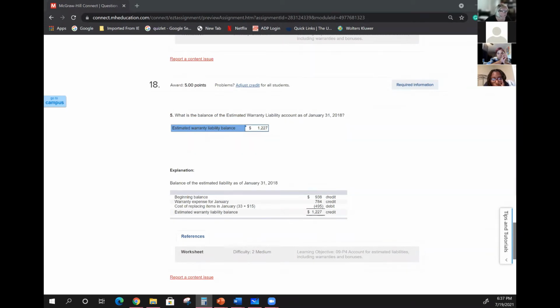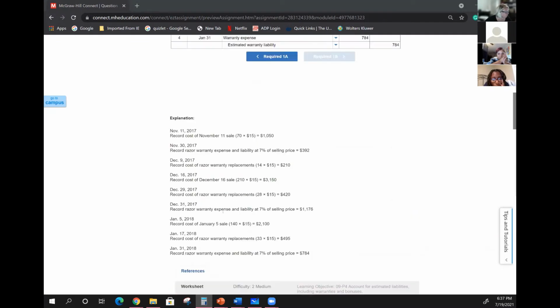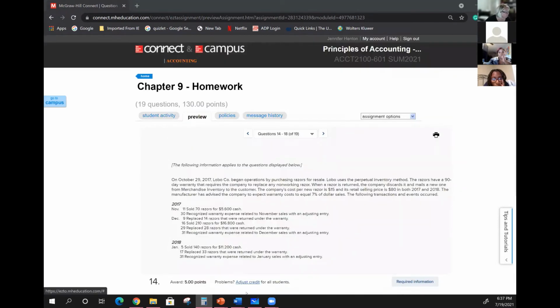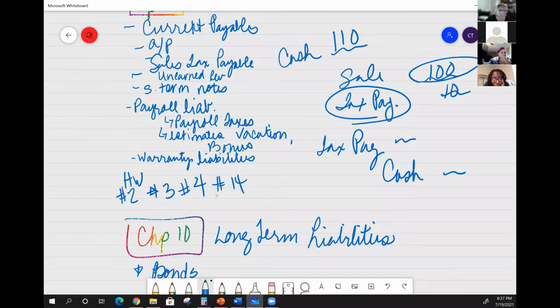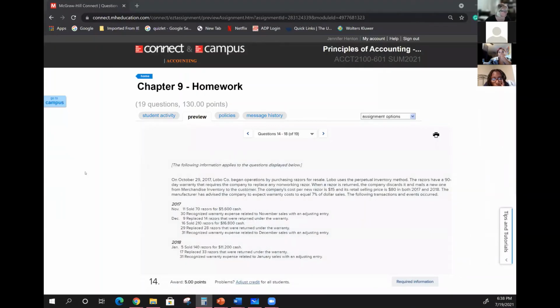So we had a beginning balance of 938 credit. We set up the warranty of 784. We replaced them 495, and we have an estimate of 1227. So that is chapter 9. Some of the examples. There are other problems in there that are similar to what we just went through.